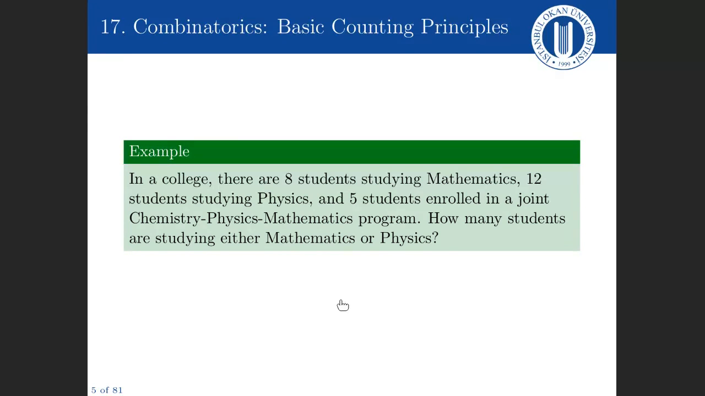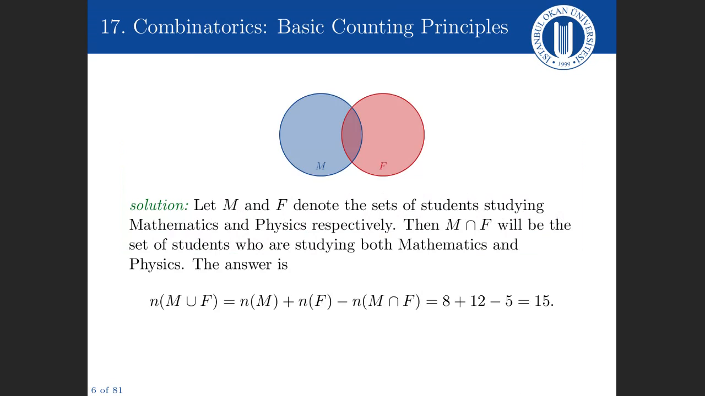Let me re-say that. In total, 8 students are studying mathematics, but some of them might be studying other subjects. 12 students are studying physics and maybe other subjects, and 5 students are studying chemistry and physics and mathematics. How many students are studying either maths or physics?